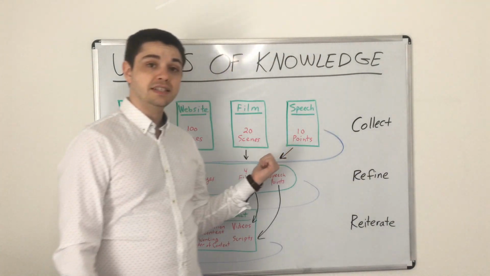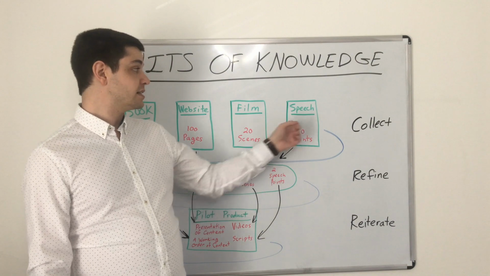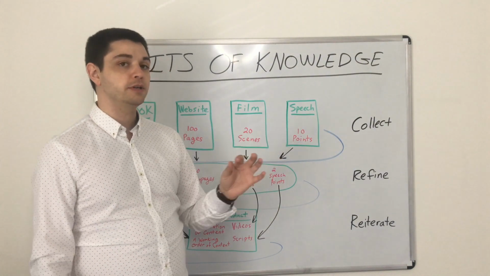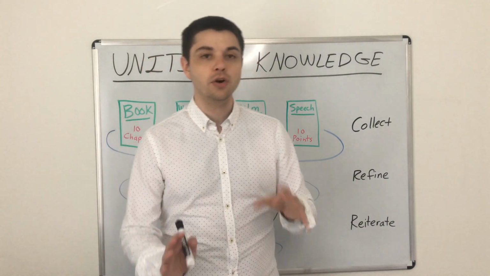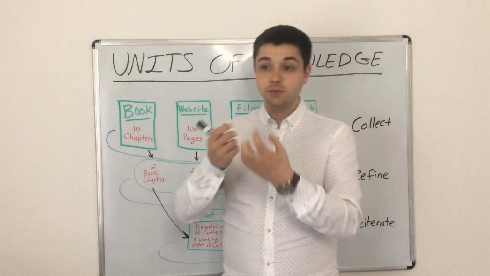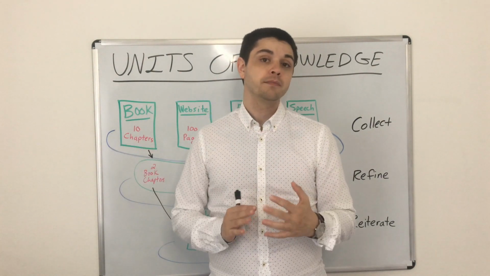Then we had 20 scenes from the film, 4 of them are relevant to us, and the speech had 10 important points. 2 of the speech points are going to be useful to us. So now that we've refined these points, we've looked at them again, and we've decided which ones are in and which ones are out.